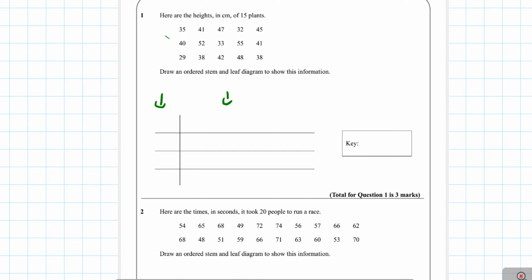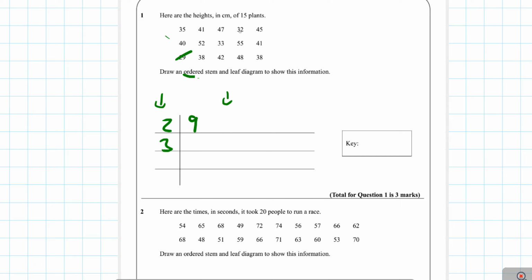So, for example, for the first question that we have, we always start with the lowest number because this is an ordered stem and leaf diagram. The lowest number we have is 29. So we put 2 in, and then we put 9 in the right column, and we cross this out. Then we've done all the 20s, so we look for the 30s. We write 3 in here, and it indicates the tens column, so this is in the 30s.